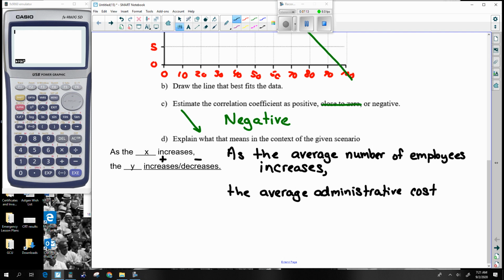And then because this line is negative, this would be decreases. So I'll read it just once, just to make sure I don't sound like a complete idiot. As the average number of employees increases, the average administrative costs decrease. Okay, good enough.